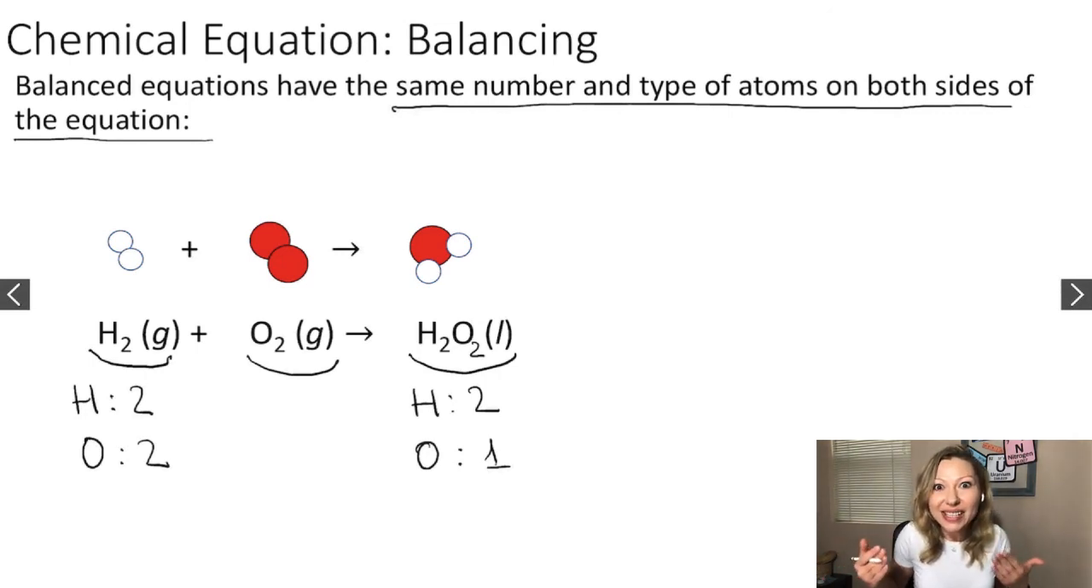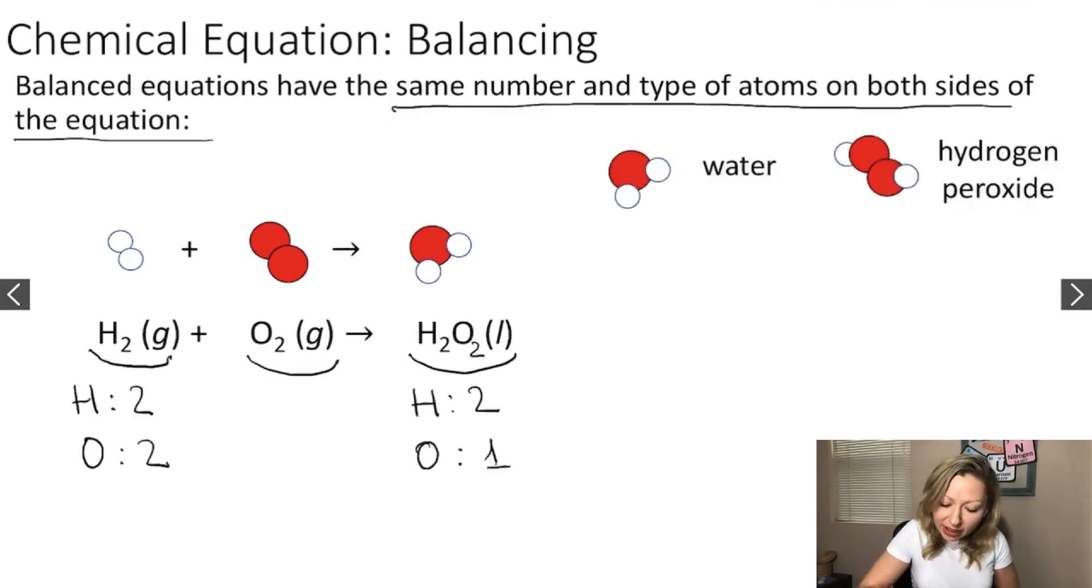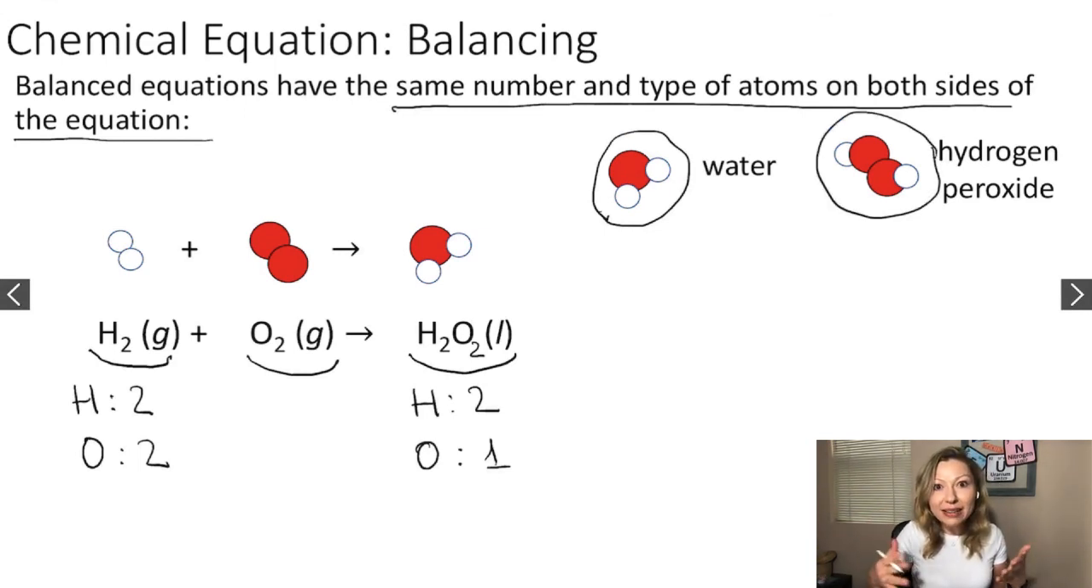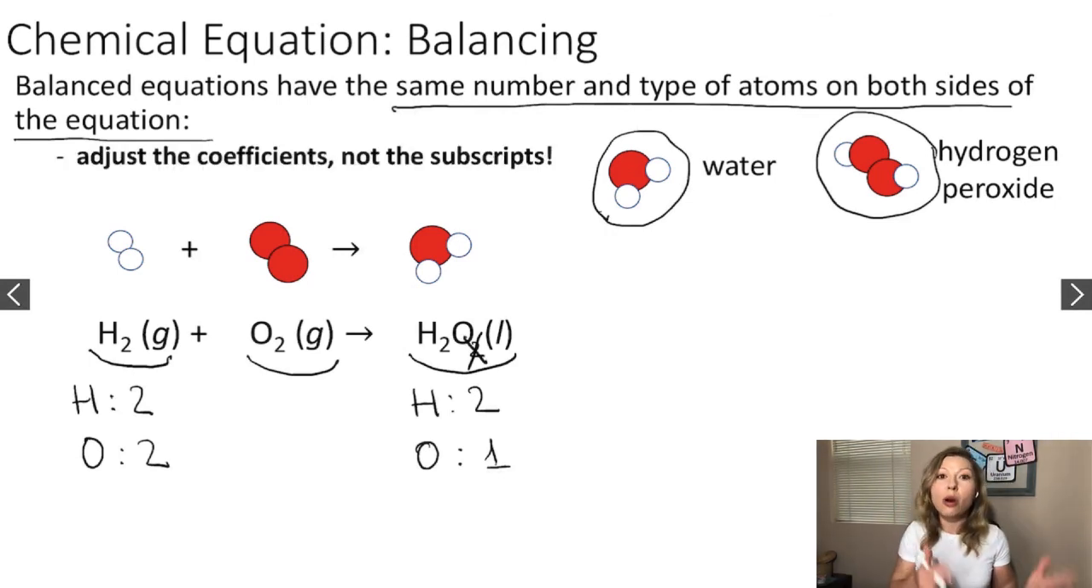But would I still get the same product, water, or would it be a different material? It would indeed be hydrogen peroxide, right? Water is H2O. Hydrogen peroxide is H2O2. So basically, by adding that subscript there, I am changing my product completely. But I don't want to make hydrogen peroxide in this reaction. I want to make water. So this is not the right way of balancing my equation. Keep in mind that when you are balancing an equation, you have to adjust the so-called coefficients, not the subscripts.